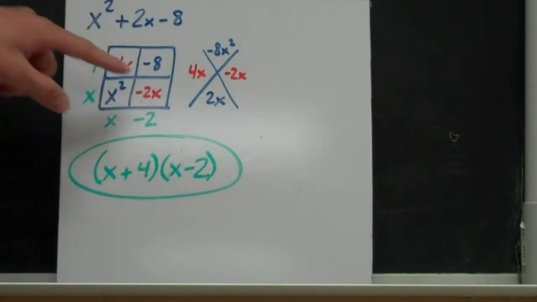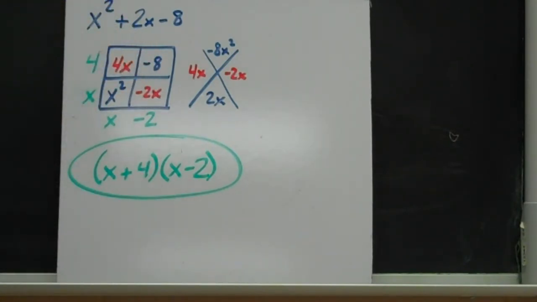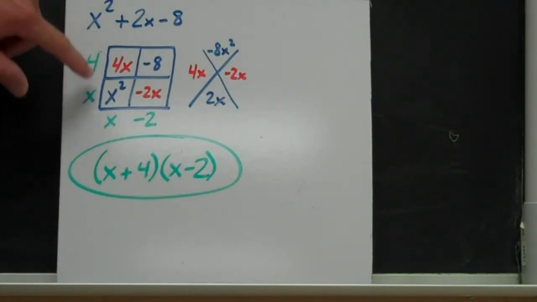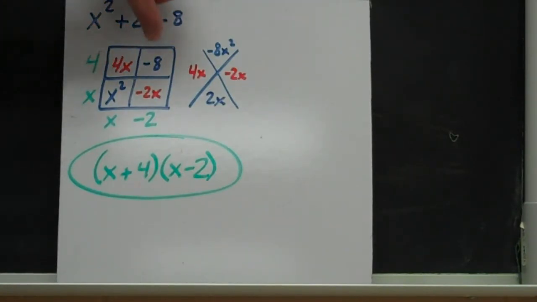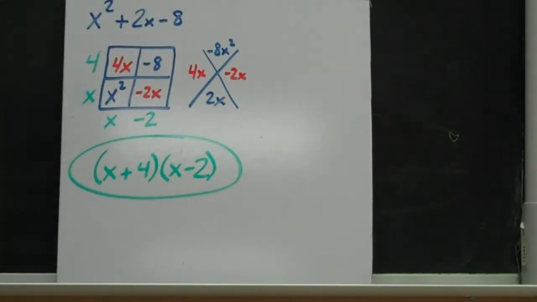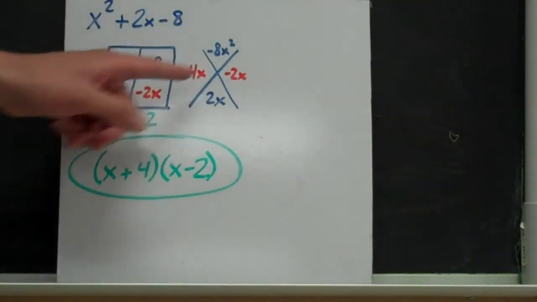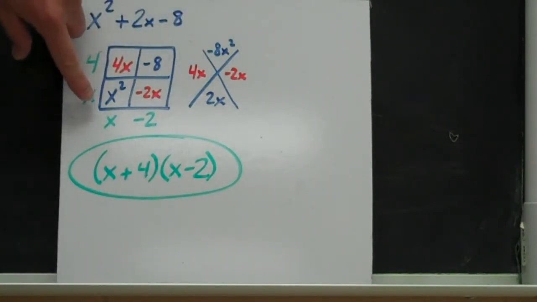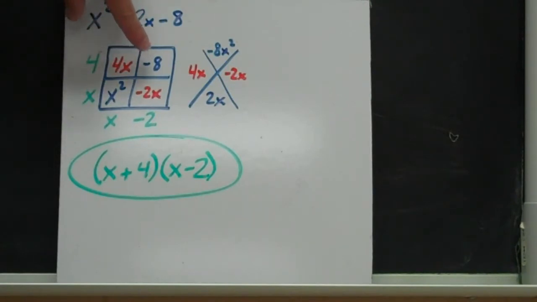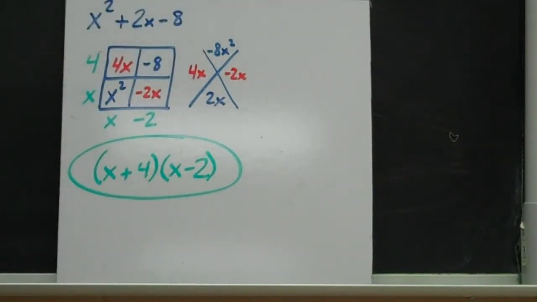We're going to draw a box, a rectangle like this, and we're going to put our x squared term in the bottom left. And we're going to take our c term, the negative 8, and put that in the top right. Then we're going to draw this x. To get this top value, we multiply x squared times negative 8, and we get negative 8x squared.